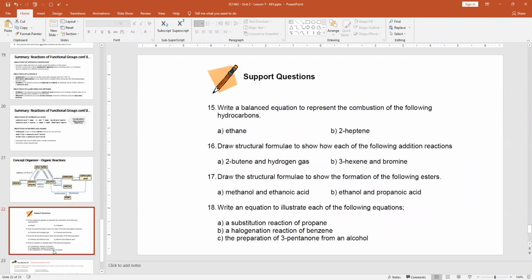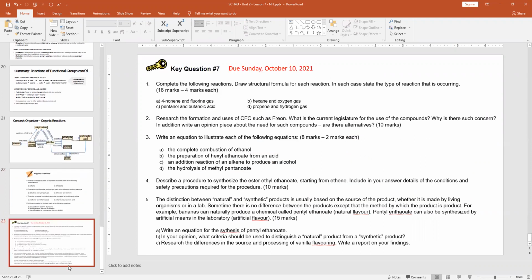So then I have just a few support questions for you guys to practice with. And then finally, key questions. So this week you have 2 sets of key questions due on Sunday. You have key questions from lesson 6 and key questions from lesson 7. So key questions 6 and 7 are both due this Sunday.